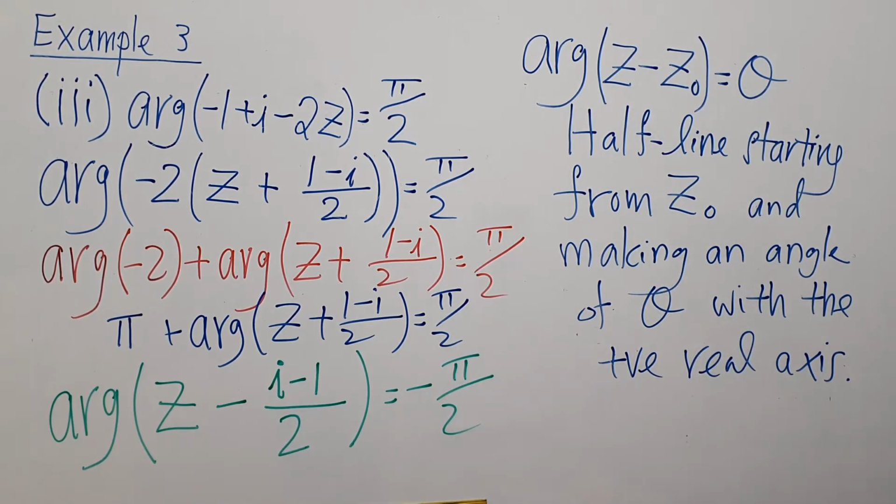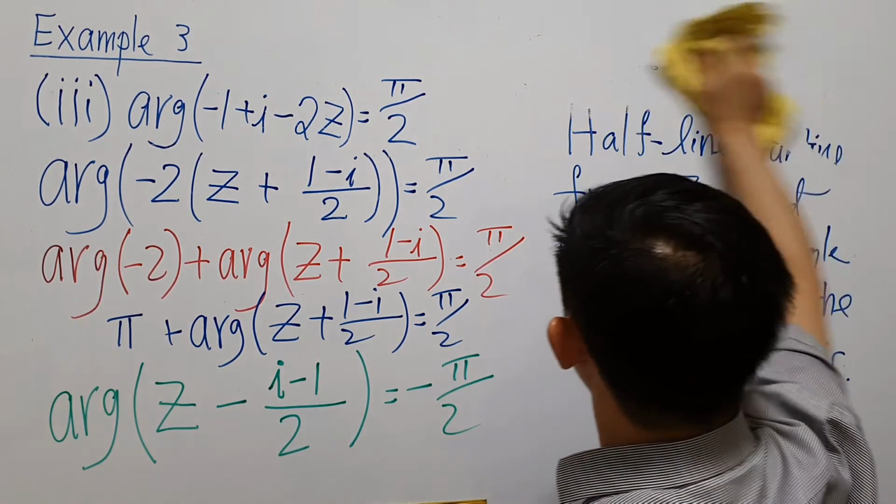that this represents a half line starting from z0. This is your z0. And making an angle of minus pi over 2 with the positive real axis. So now can you imagine how this locus will look on the diagram? Let me draw for you here.